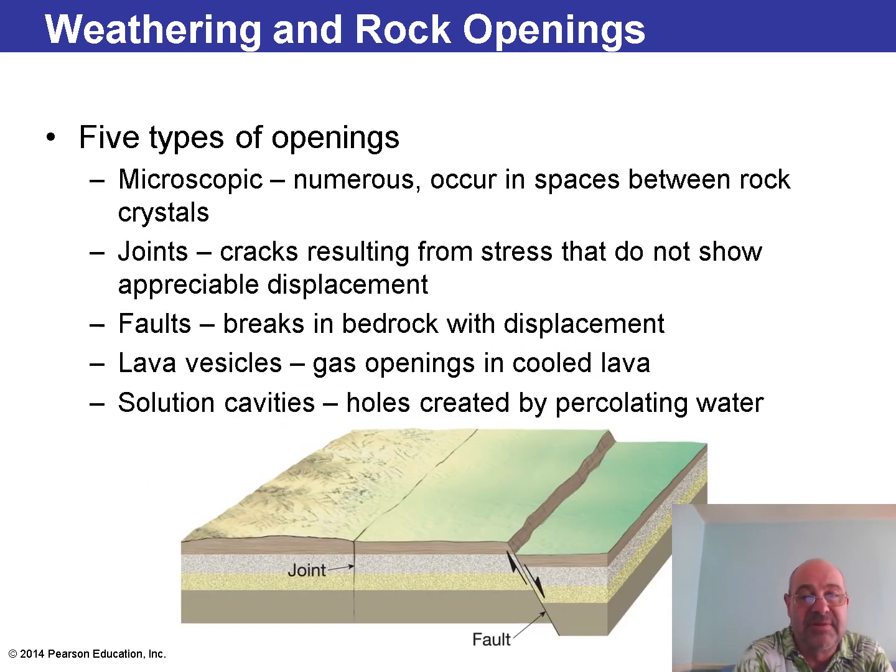All right, five types of opening. Microscopic, numerous, occur in spaces between the rock crystals. There you go. Rock crystals are small, okay? And it gets in there and it begins to erode away. Joints, cracks resulting from stress that do not show appreciable displacement. Now, here's the difference. A joint is a broken thing, but there's no movement, okay? And we're going to show you a joint here in a minute, all right? A fault has movement. So a joint, no movement. A fault has movement, okay?